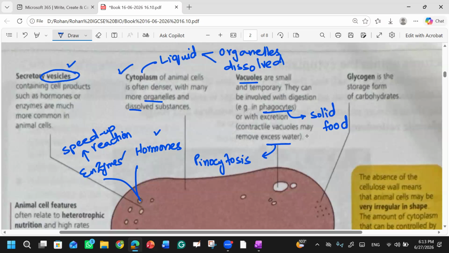Okay. Now, they have mentioned the glycogen. Why didn't they mention the glucose? Maybe because it's a substance and it's not like a thing in there.